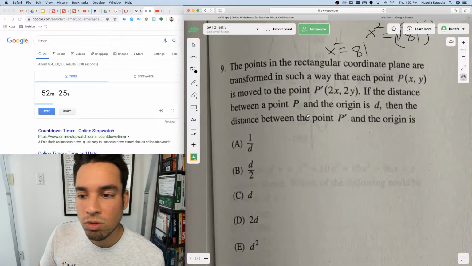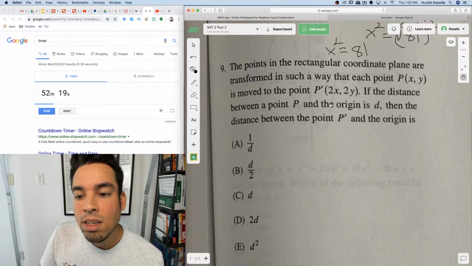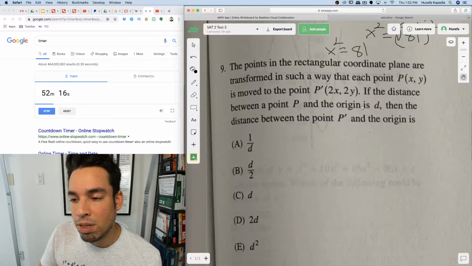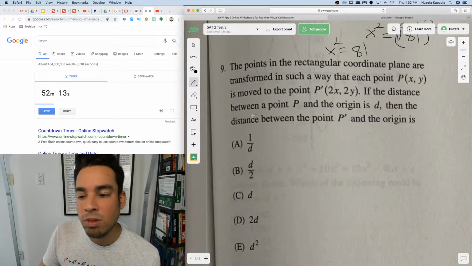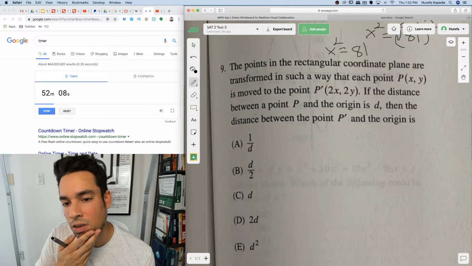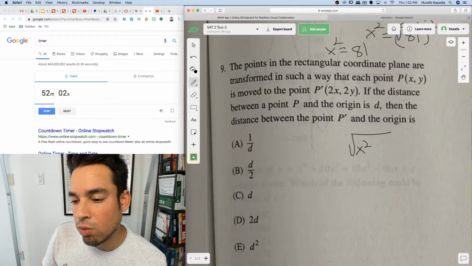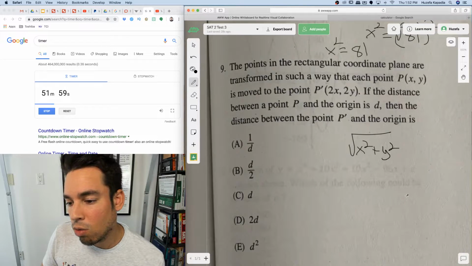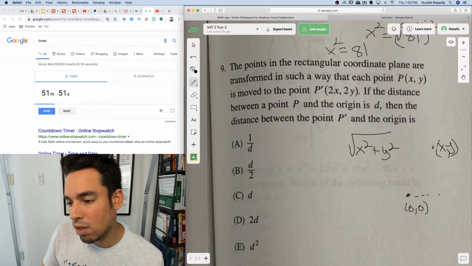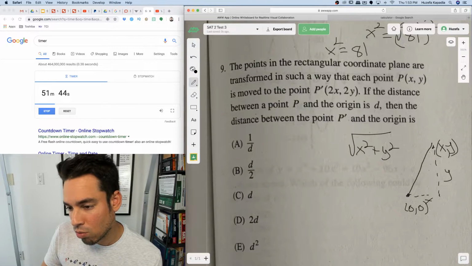The points of a rectangular coordinate plane are transformed in such a way that each point is moved to this. So if the distance between point P and the origin is D, then the distance between the new point and the origin is what? Okay, let's just do it. I'm just going to plug in values, to be honest. Wait, hold on. Can I figure this out another way? So that distance is the square root of x squared plus y squared, because it's to the origin. Here's the origin at 0, 0. Here's x, y, right? So the distance is this far. It's like the Pythagorean theorem. This distance out is x, this distance up is y. So the total distance is the square root of x squared plus y squared.